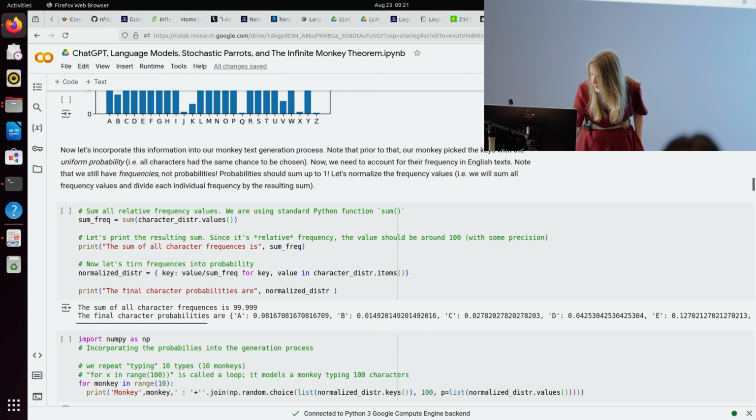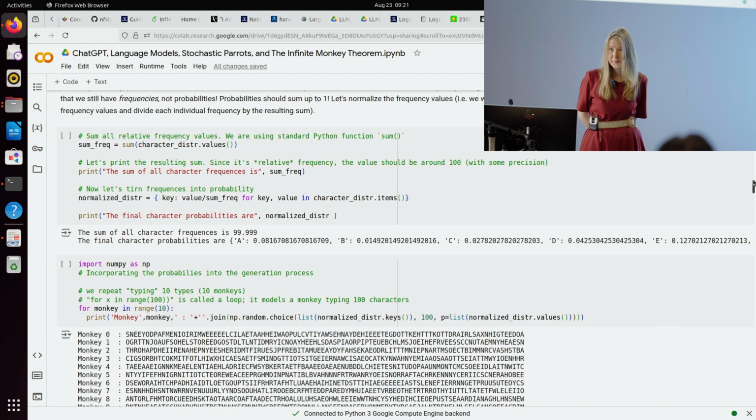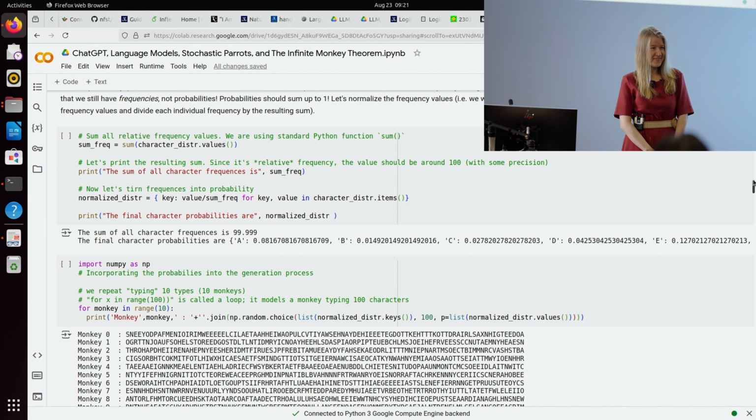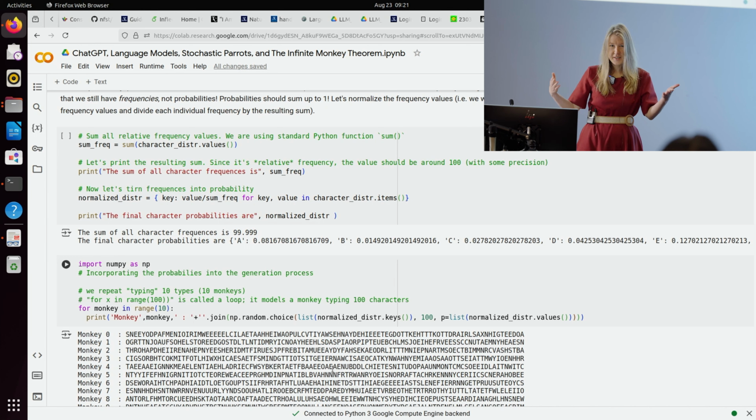So now our monkeys, instead of picking these characters with the same chance, will pick them with their corresponding probabilities, how likely they appear in English words. And here is our output. Does it look like English? No, again. But you see that now we have some characters that appear more often here. So it's EEE, and you see that E is appearing far more often than the others. But we are missing the white space, right?